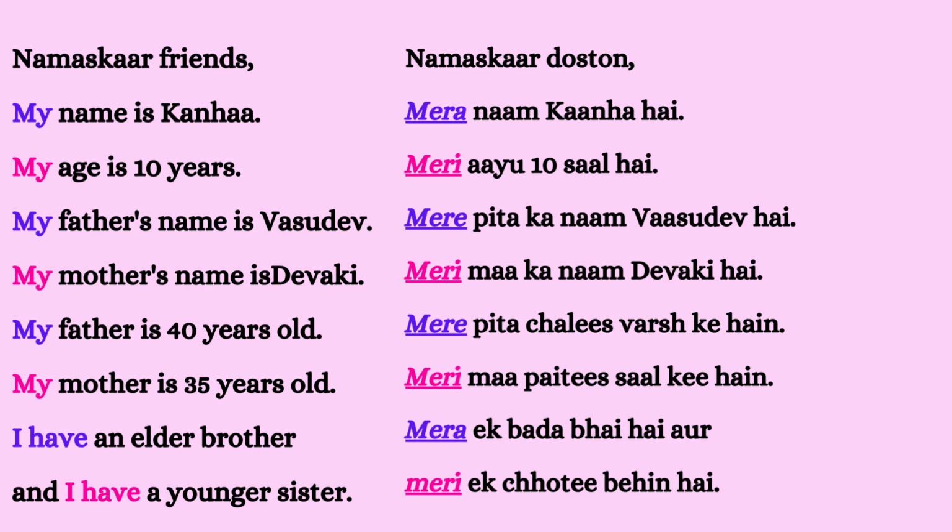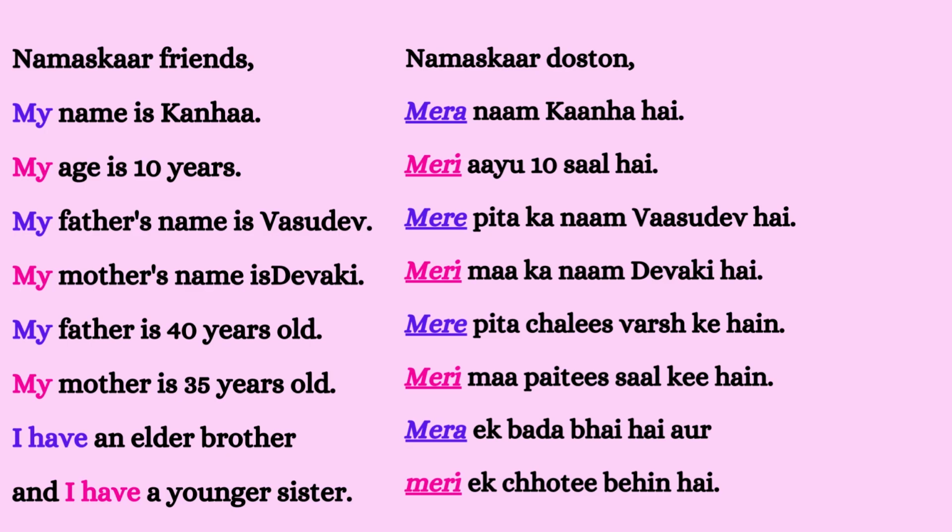मेरे पिता 40 वर्ष के हैं. Now here he is talking about his father's age. So he's talking about his father, right? And so he will use the word mere. When he talks about his mother, he will say मेरी माँ 35 साल की है. Why? Because now he's talking about his mother, who is a feminine person or a feminine gender.